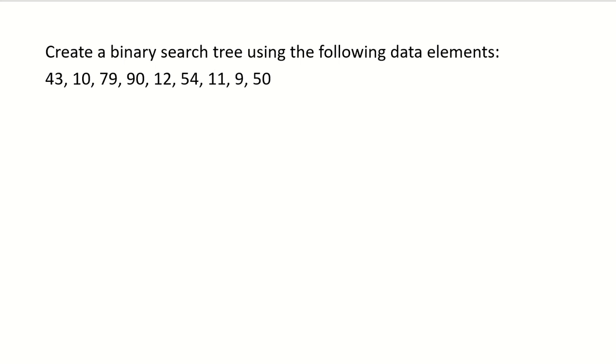Let's see how we can create a binary search tree if we are given a few data elements. Suppose these are our data elements. By definition, we know that for a binary search tree, if this is the root node, then in the left subtree, all the values of the nodes would be less than the value at the root node. And for the right subtree, all values would be greater than the value at the root node.